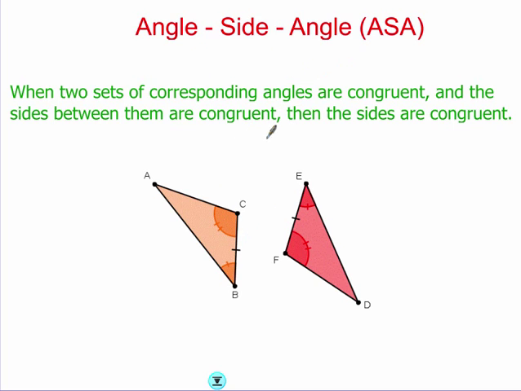The way angle side angle works is that if I have two sets of corresponding angles that are congruent and the side between them is congruent, then the triangles are congruent.